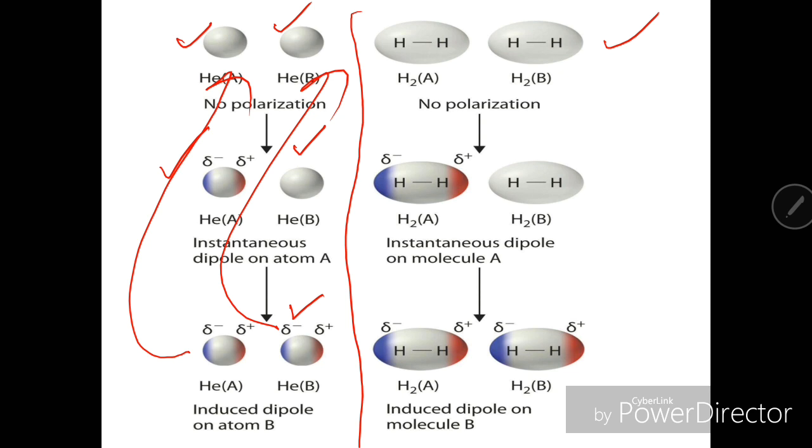For example, I have shown here two H2 molecules. Initially they have equally distributed electron cloud, so they are non-polar, but after some time in one of the molecules an instantaneous dipole is created because of the movement of electron at one side of the molecule. Now this will induce another instantaneous dipole in the nearby molecule, and now these two, the instantaneous dipole and the induced instantaneous dipole, interact with each other, and such interaction is dispersion force.